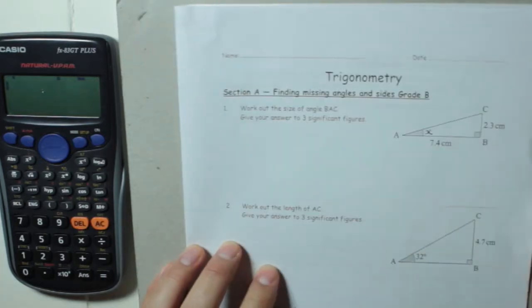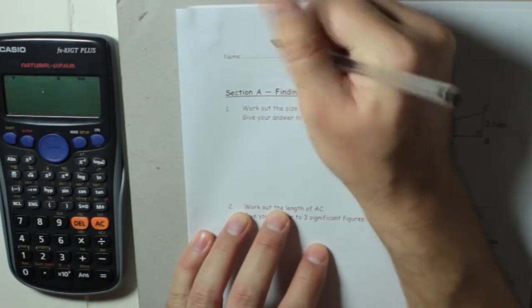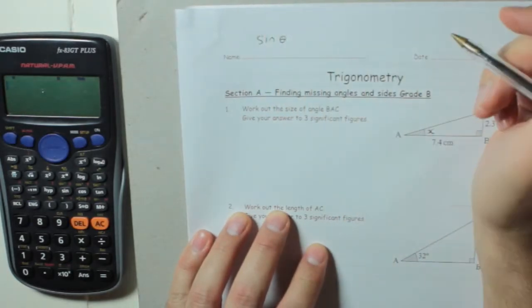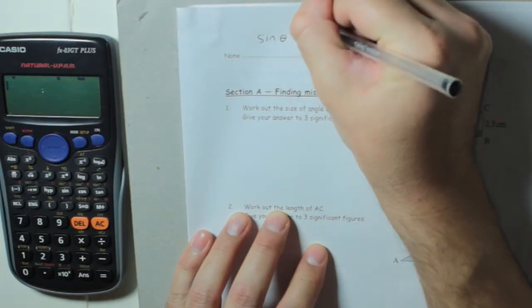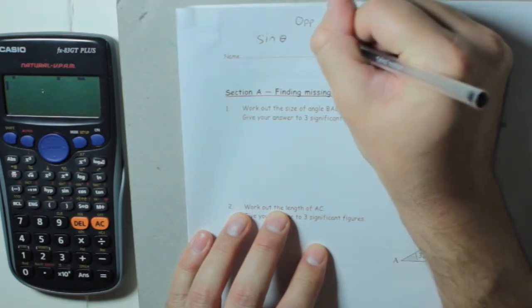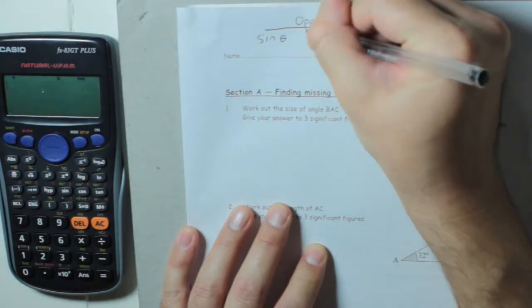Now, you may have been told already that there are 3 formula triangles you need to remember. And whenever I do trigonometry, I always make sure that they are written somewhere on the page. So let's write them down. You've got sine theta. Theta, remember, just means the angle. You've got the opposite, and you've got the hypotenuse. Okay, and that makes a formula triangle like this.